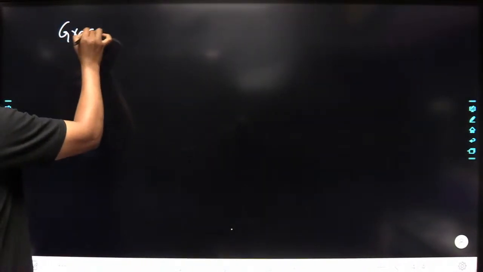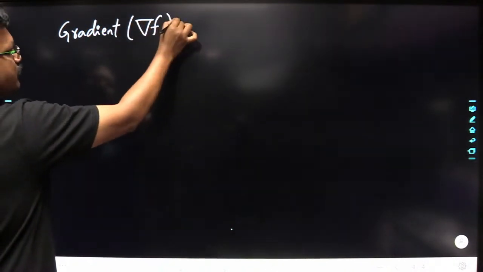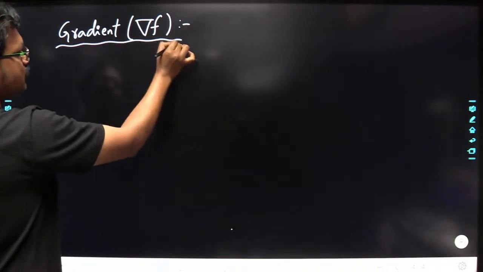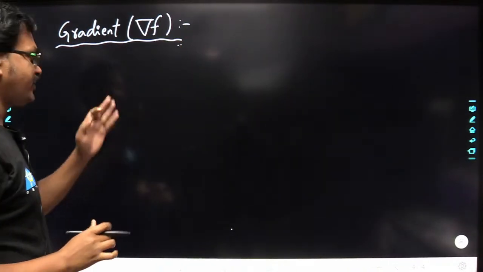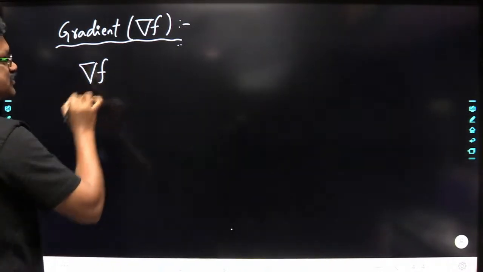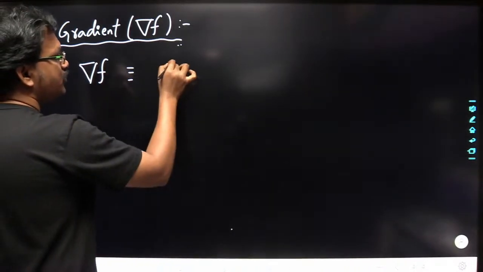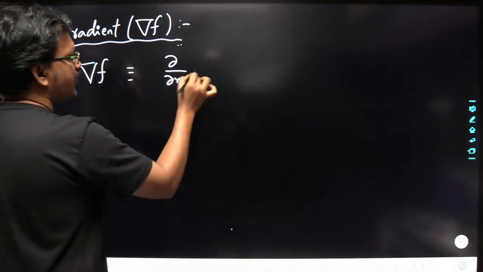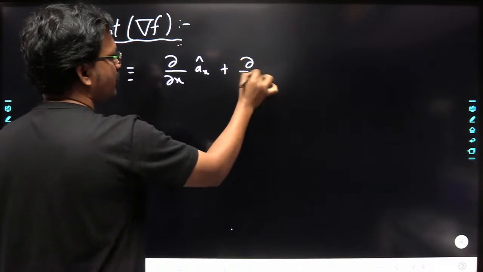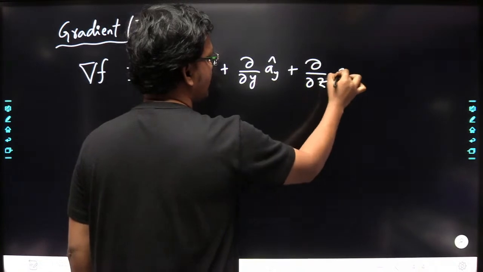So gradient here. Let us say gradient of f. First I will give you mathematically how to represent this gradient, then we will go for its physical interpretation. So gradient of f is equivalent to del, which is nothing but dou by dou x ax cap plus dou by dou y ay cap plus dou by dou z az cap.